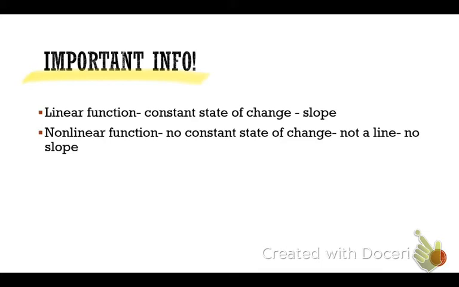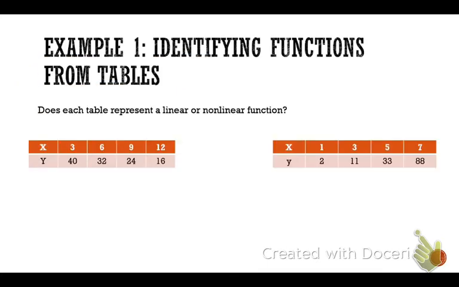Okay, so we're looking for patterns. We're looking for some kind of pattern between x and y. Let's look at the first table. We have our x values and we have our y values. I want you to look at how x is changing. How do you go from 3 to 6, from 6 to 9, and from 9 to 12? Is there any kind of operation? It can be addition, subtraction, multiplication, division.